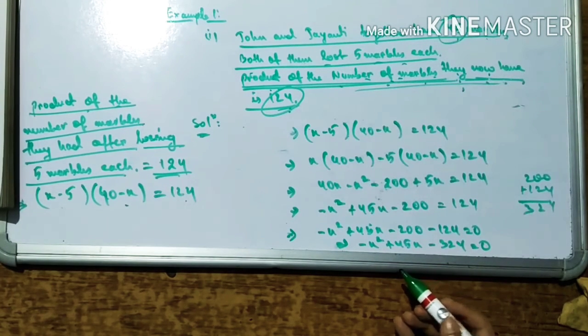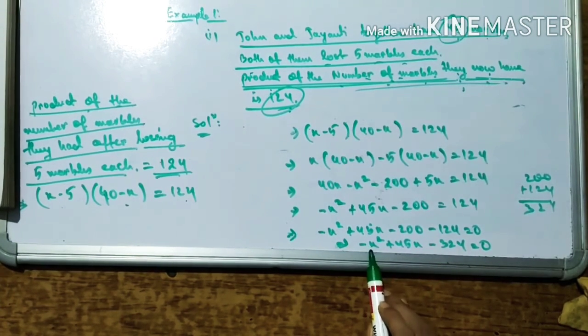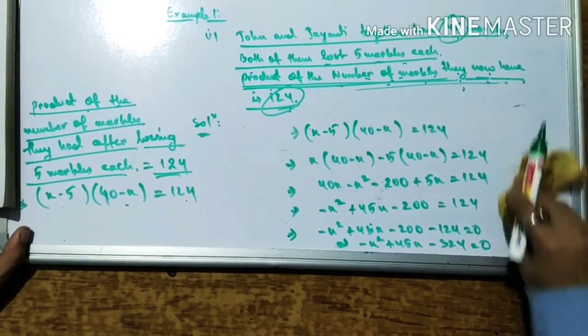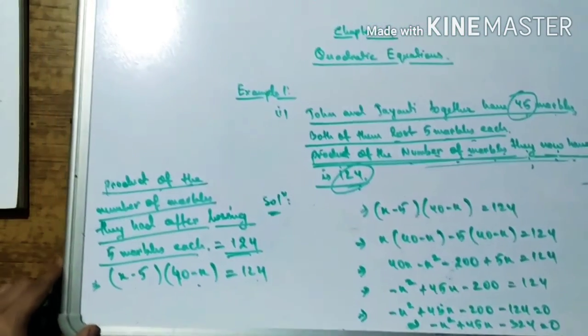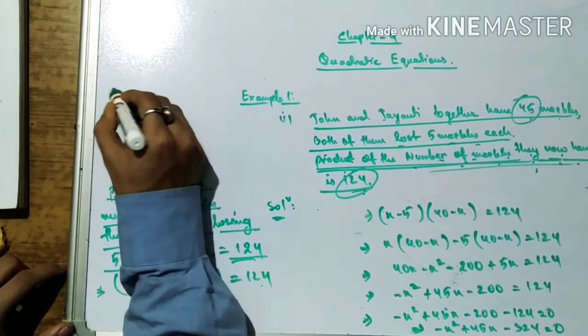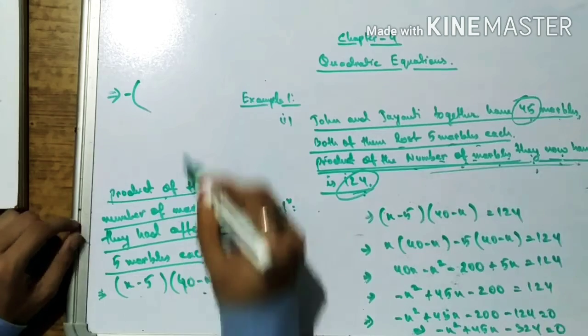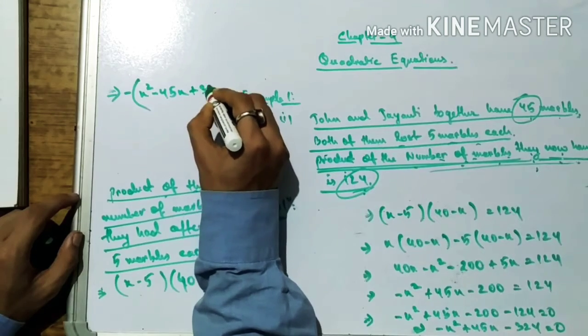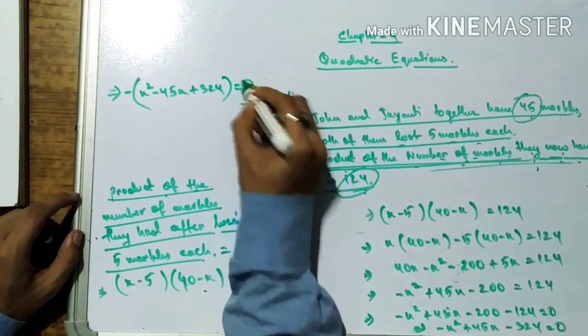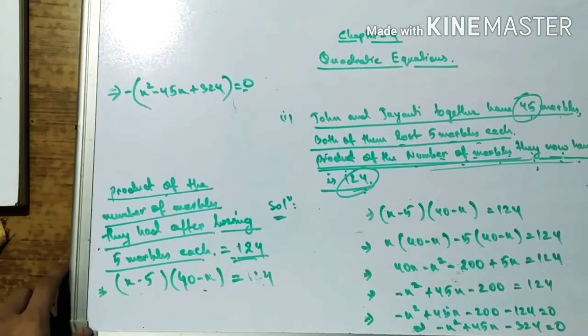Now in here what I will do, you see the first term, the coefficient of this first term is negative. So I will take minus common from this whole thing. If I take minus common from this equation, then what I will get, you see, ultimately I will get x square minus 45x plus 324 is equals to 0.